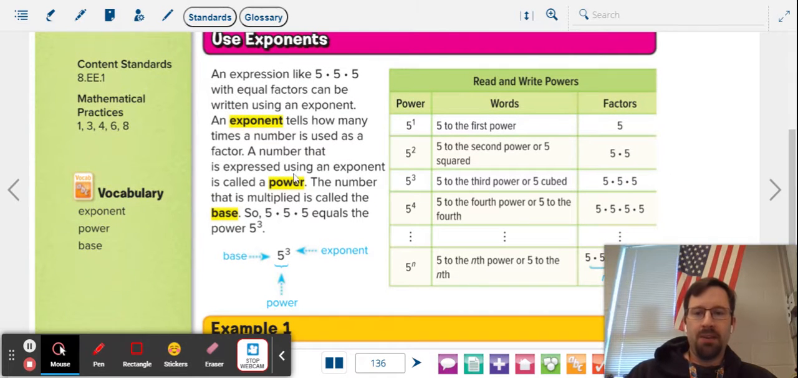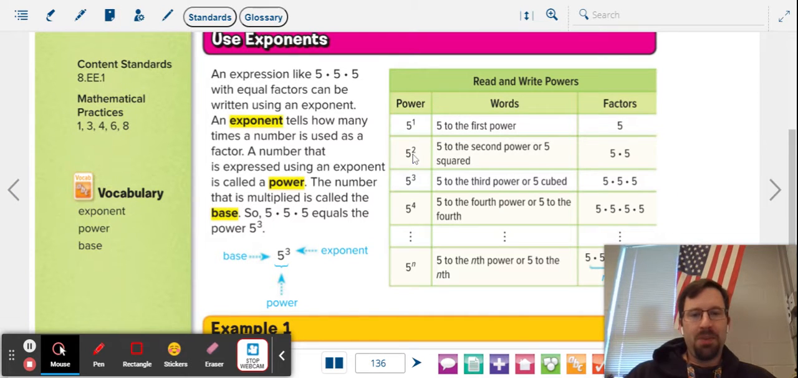So what is the difference between an exponent and a power? The exponent is the number that is raised after the base number. So here the exponent's 1 and the base number is 5. You would say that 5 to the first power. The power is the exponent and the base put together.